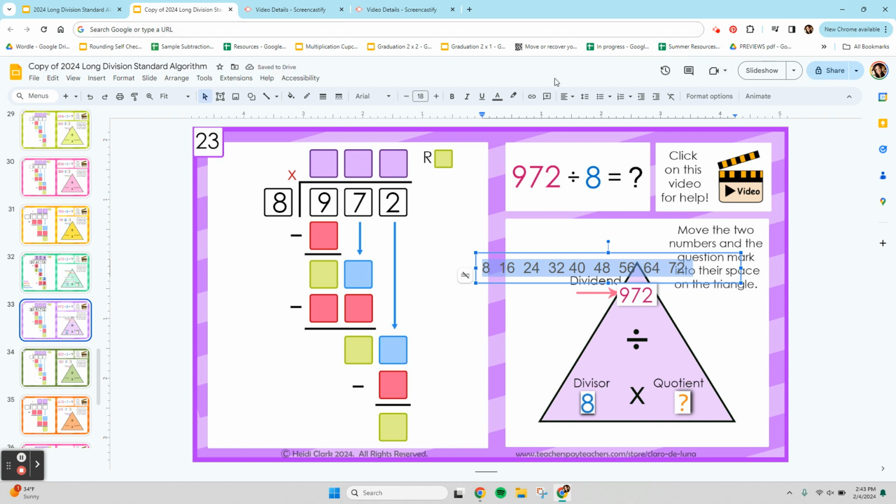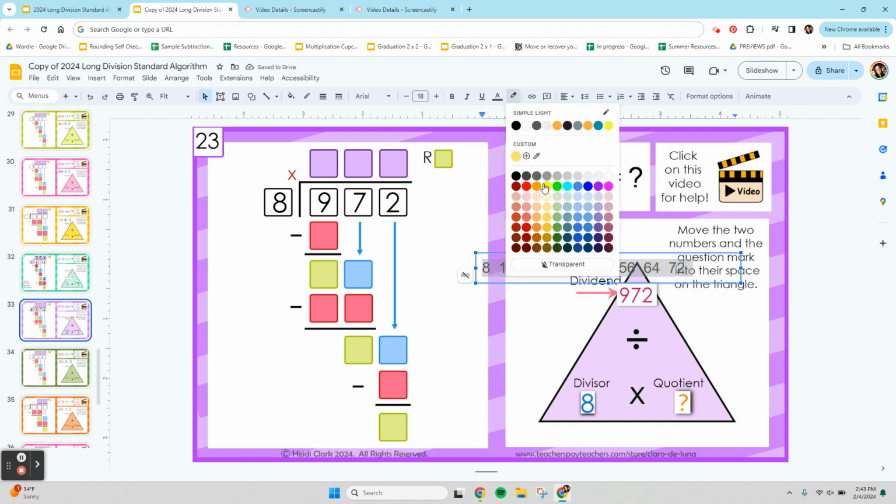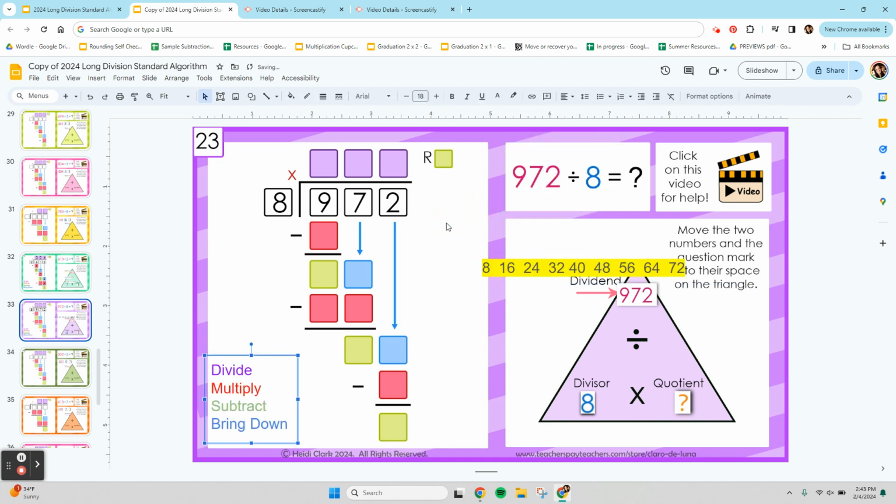And we are going to be using our standard algorithm for this. Divide, multiply, subtract, bring down. Divide, multiply, subtract, bring down. Back to the top, divide, multiply, subtract, bring down. Back to the top one more time, divide, multiply, subtract to get your remainder. Let's go ahead and get started.